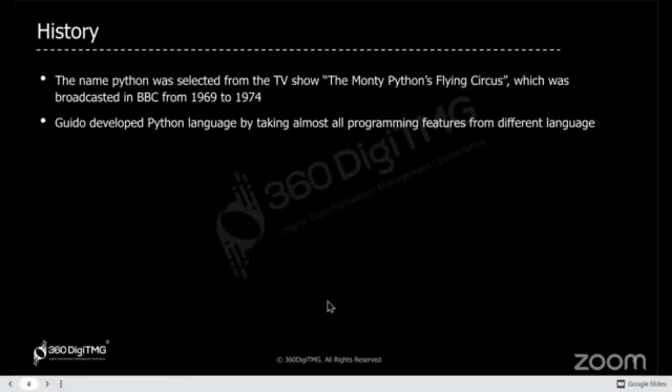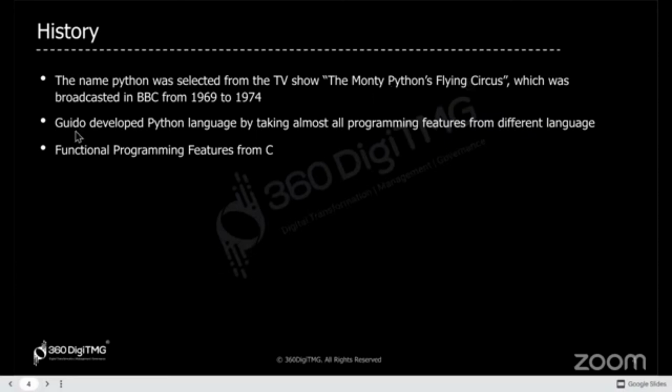The name Python itself was selected for this tool. It's a very strange name, right? Why would someone call it Python? It's the name of a snake. But it was selected based on a TV show, Monty Python's Flying Circus, which was broadcast on BBC, again, from 1969 to 74. The language itself was developed in 89 and it became official in 91. So by then, this was a pretty popular show. So they picked up the word Python from here.